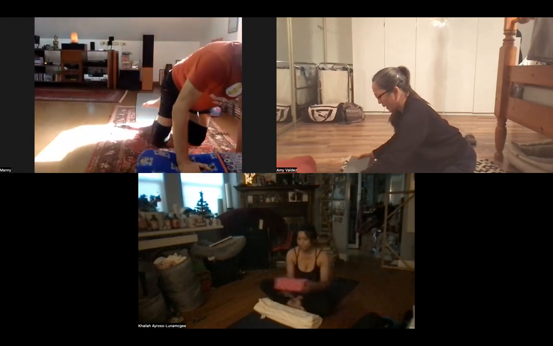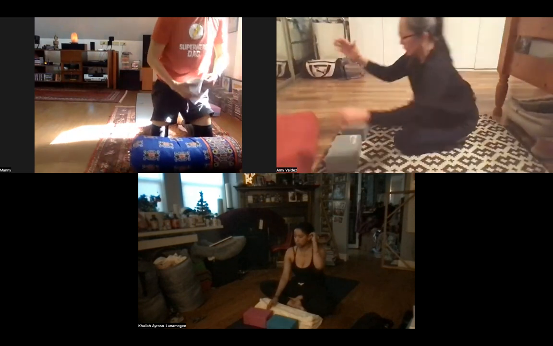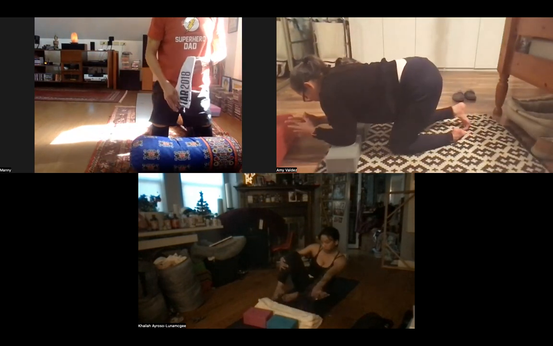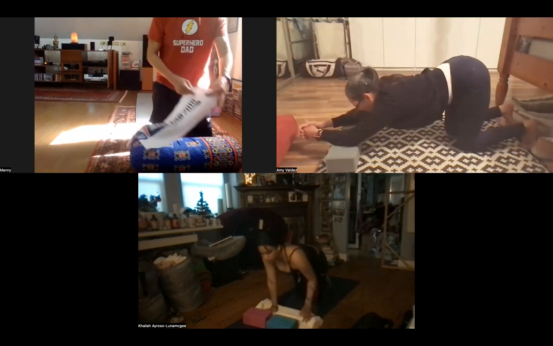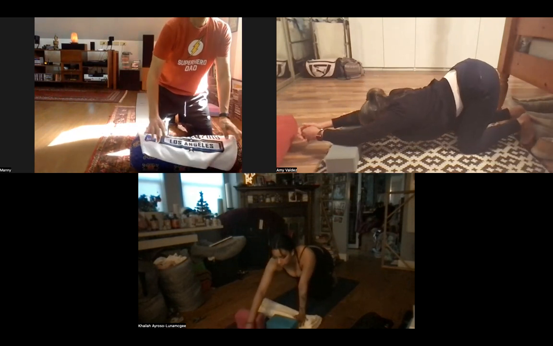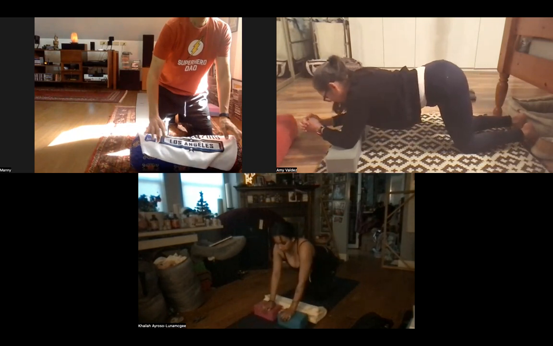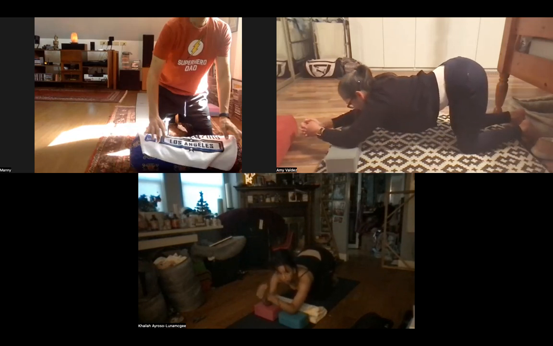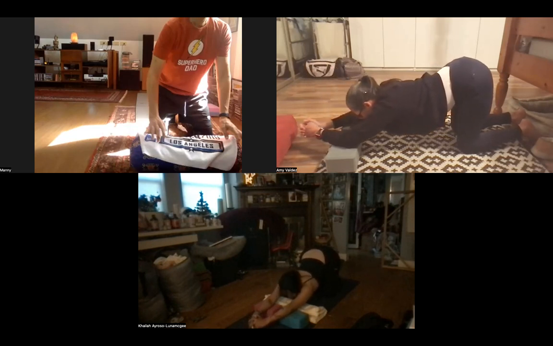If you have the blocks, you're going to have one for each elbow. So it's going to be like this. And you're just going to place the elbows there on the blocks or the bolster and walk your hips back. So interlace your fingers, palms together, and we're just going to go forward and back. And each time you go back, try to go a little deeper.